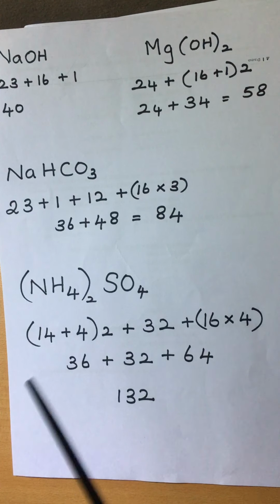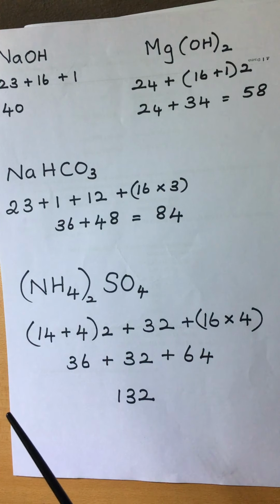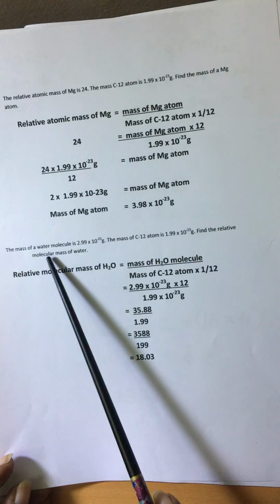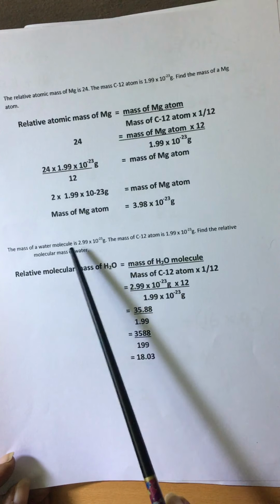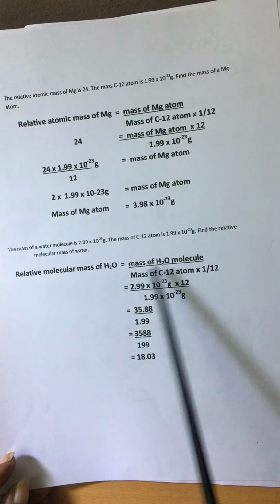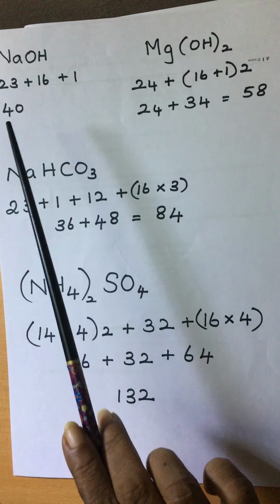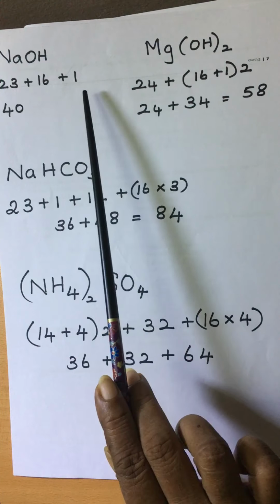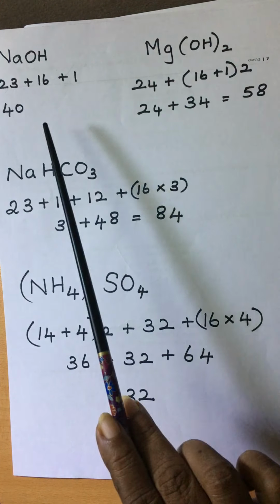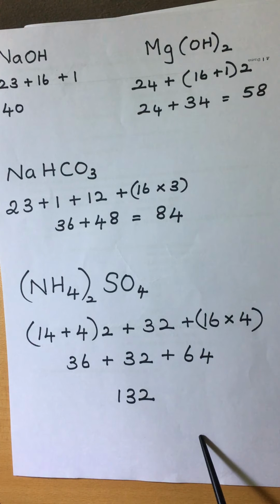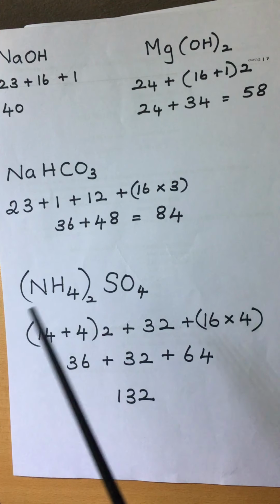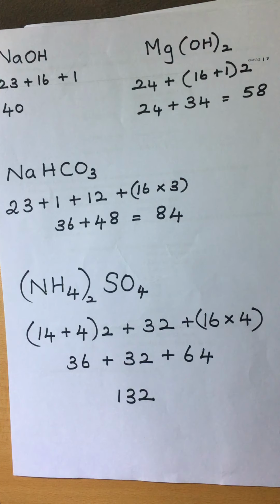So this is the other way to calculate the molecular mass. If they give a sum like this, the mass of a carbon atom and the mass of a water molecule, when they give that, you have to use this equation and calculate. Or otherwise, if they give the relative atomic masses to calculate the molecular mass, you have to do it this way. So these are the ways of calculating relative atomic mass and relative molecular mass.